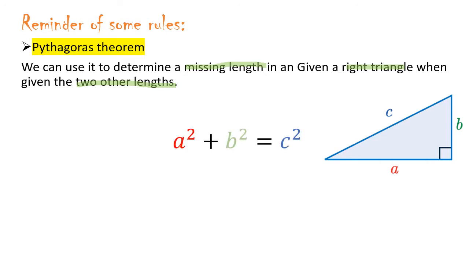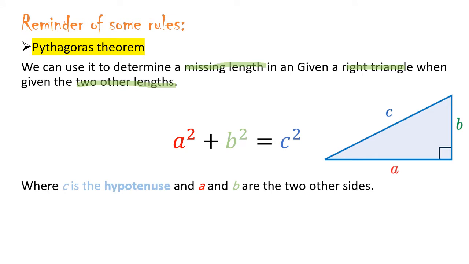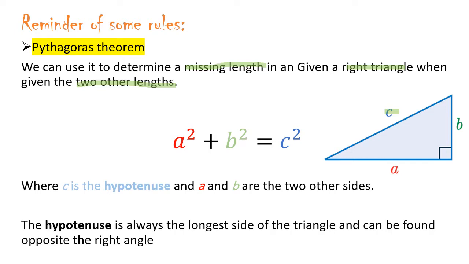And this is the formula: A squared plus B squared equals C squared. And you can see on the figure where A, B, and C are. C is the hypotenuse, which is the longest side, and A and B are the two other sides. So the hypotenuse is always the longest side in a triangle, and it can be found as the side that is opposite to the right angle. So this is the right angle. The side facing the right angle is the hypotenuse. A and B are the other two sides.